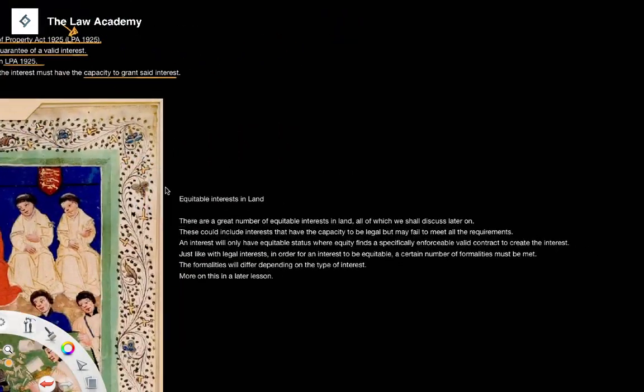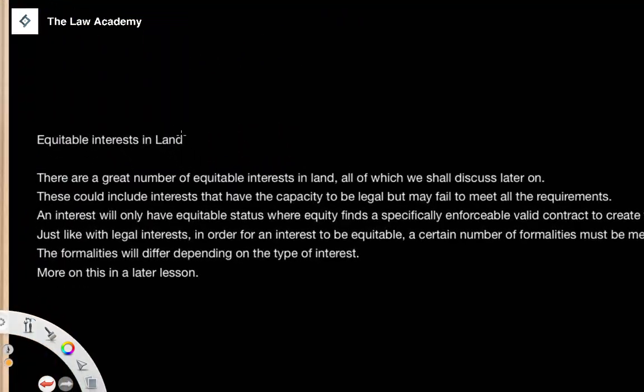When we talk about equitable interests in land, again, there are a great number of different equitable interests in land that equity has developed over the years, and we will discuss all of them in a separate video on equitable interests. And these can include interests which may have the capacity to be legal, but they fail at one of the hurdles to do so. They don't meet all the requirements. Usually, they don't meet the formalities that are provided for.